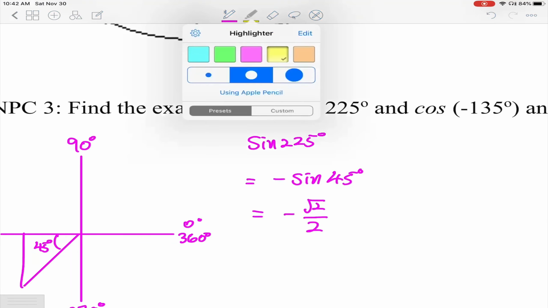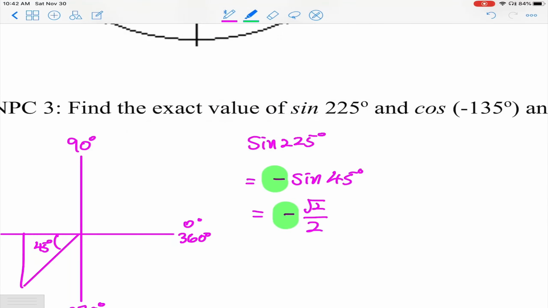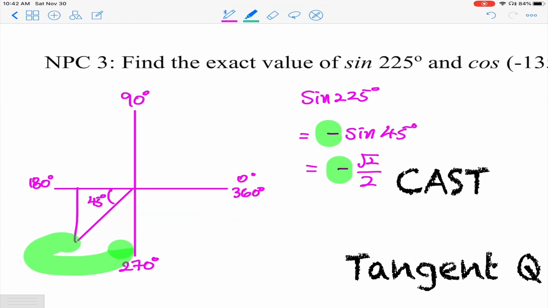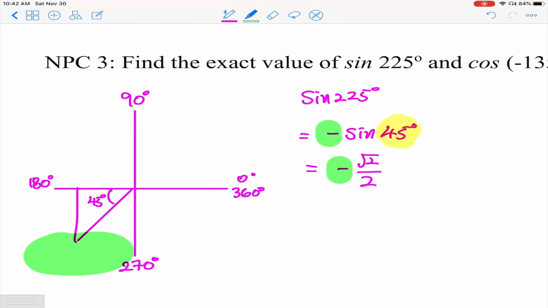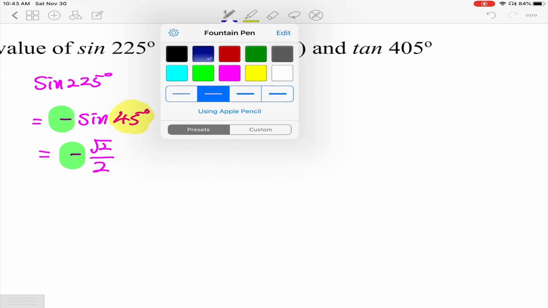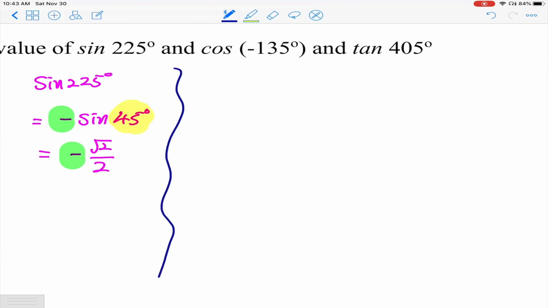Okay, so again, the reason why this is negative is because it's in the third quadrant. The reason why this is 45 is because the related acute angle is 45 degrees. So then let's take a look at another one. Another example over here is cosine negative 135 degrees.